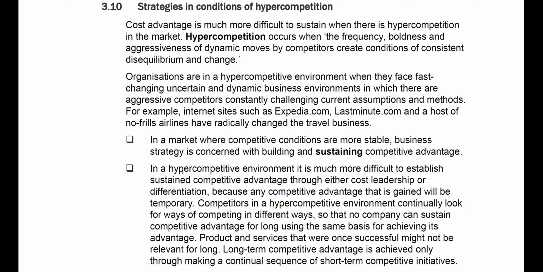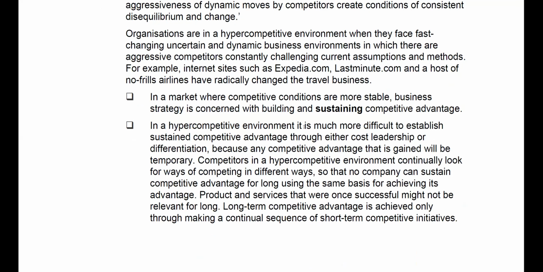Now, organizations are in a hyper competitive environment when they face fast changing, uncertain, and dynamic business environments in which there are aggressive competitors constantly challenging current assumptions and methods. You remember I just told you, whatever you plan, it's gone. For example, internet sites like Expedia.com, Lastminute.com, and a host of no-frills airlines have radically changed the travel business. So in a market where competitive conditions are more stable, business strategy is concerned with building and sustaining, right? But where you're in a hyper-competitive environment, how can you build and then how can you maintain competitive advantage? It wouldn't be possible, right?